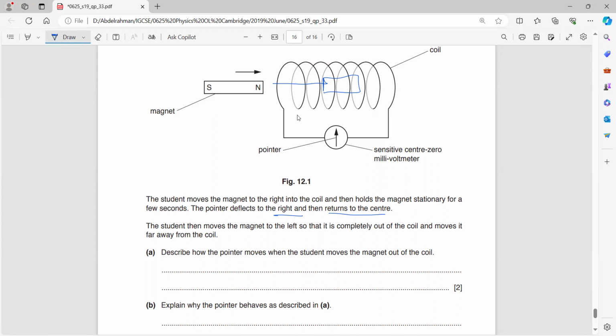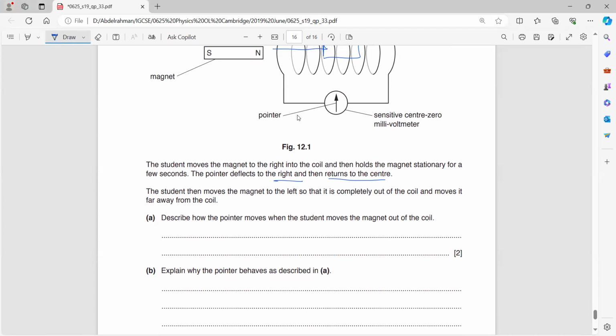Describe what will happen to the pointer when he moves the magnet out of the coil, when he moves the magnet to the left. What will happen to the pointer? It deflects to the left. Exactly. It deflects to the left and then returns to zero. It deflects to the left and then it will finally return to zero. So here we'll write: it deflects to the left, then returns to zero. Nice.